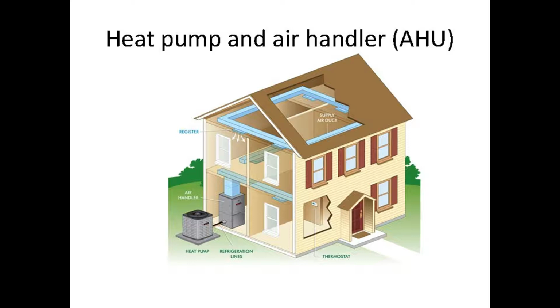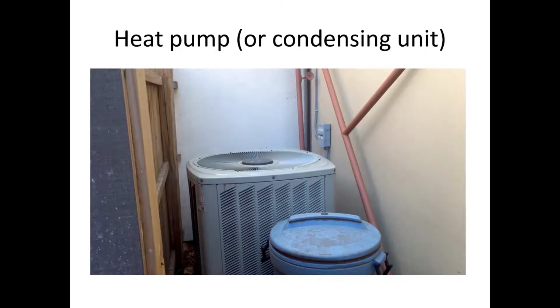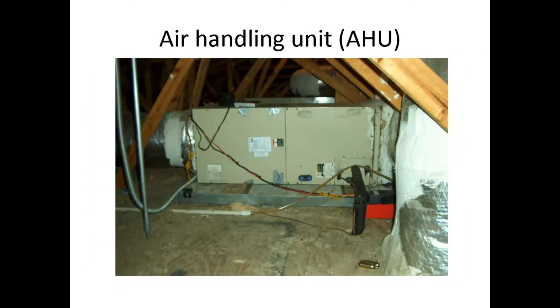Okay, next slide. That is a heat pump. It sits outside. You've probably seen them before. All right, next slide. That is a typical air handler in an attic. The silver stuff is the ductwork, and there's 2 black pipes coming out of the front of the air handler. Those are the refrigerant lines, and they go down to the condensing unit.